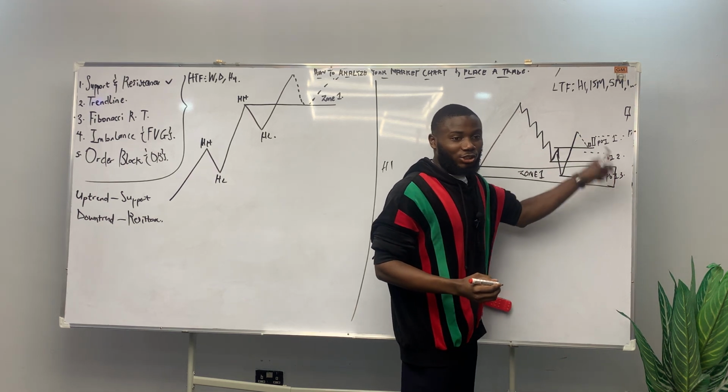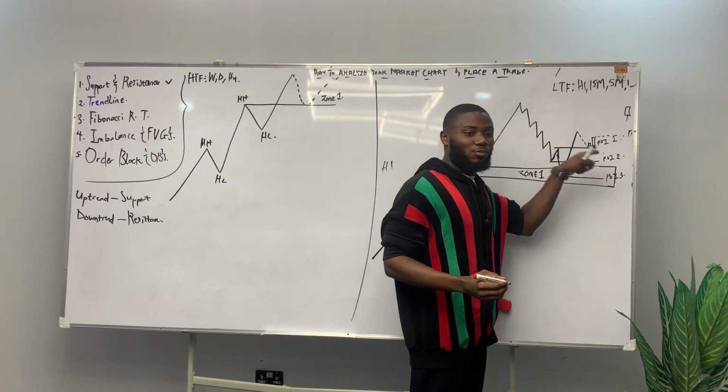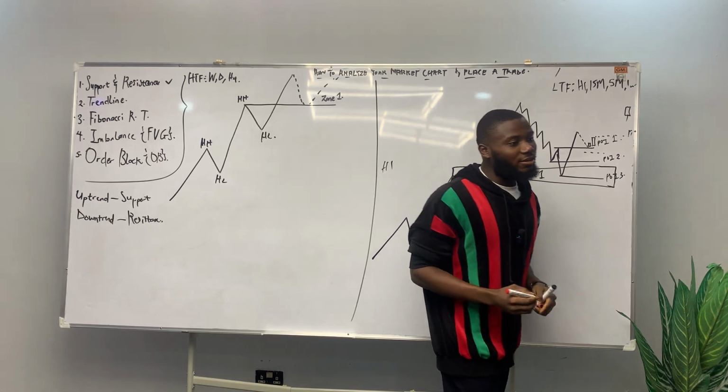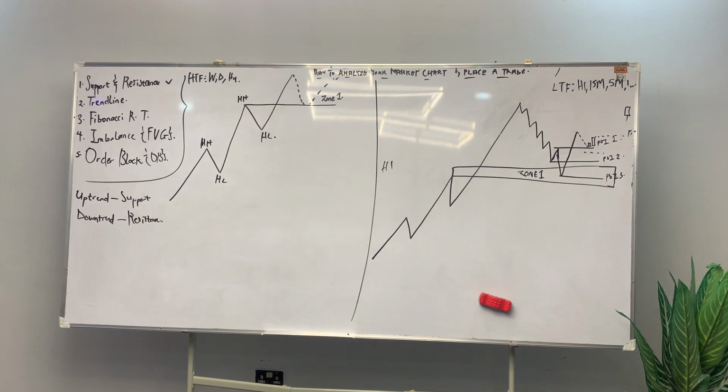If it comes down and touches it, you enter the market again at POI2. If it touches that again, enter again at POI3, till it eventually breaks the zone down. Do you get? Is it clear?